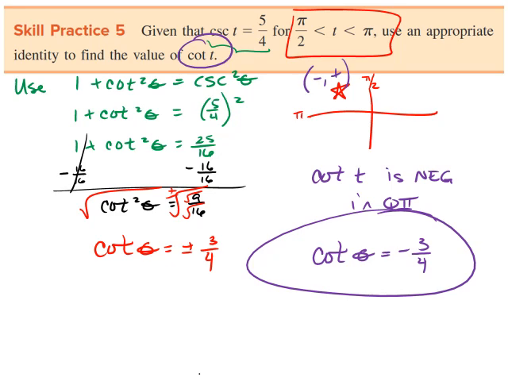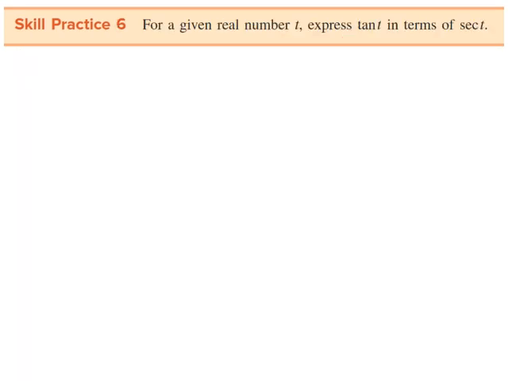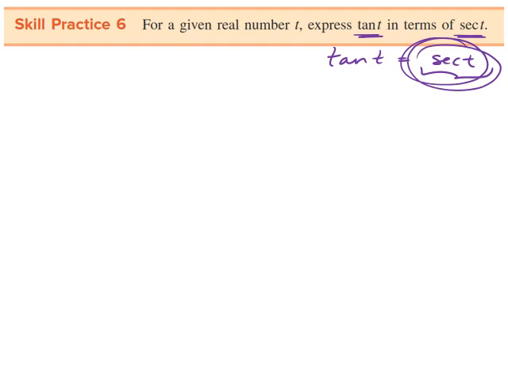And that's the type of thing you will see there. I apologize, this video is getting kind of long. Here it says, for a given real number t, express tangent in terms of secant. All this means is you want tangent to equal something with secants in it, some form of secant.